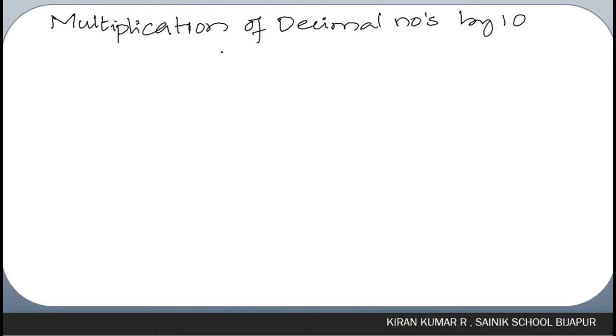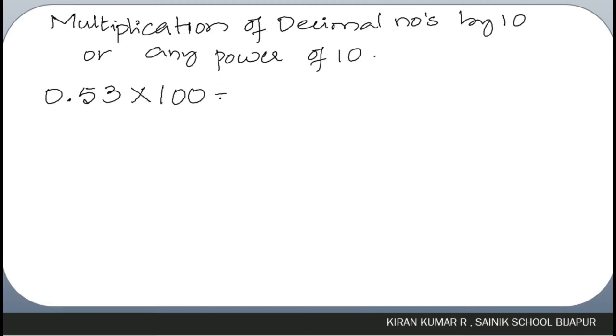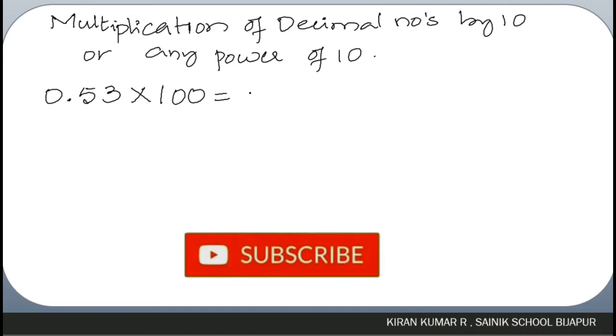Now let us move on further to multiplication of decimal numbers by 10 or any power of 10. We move the decimal point as many places to the right as the zeros in the multiplier. For example, if we are having 0.53 and it has to be multiplied with 100, we are going to move this decimal to the right by the number of zeros. Here 2 zeros are there, so we are going to move 2 places to the right.